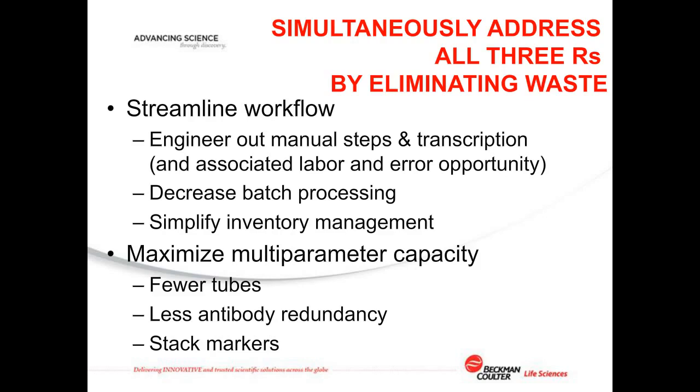In the setting of flow cytometry in particular, there is something you can do, which is to maximize your multi-parameter capacity. If you can do fewer tubes, you decrease your labor. At the same time, although I wasn't emphasizing decreasing your consumables cost, by having fewer tubes, you require less antibody redundancy, and overall will use less reagent. And then there's a concept of stacking markers so that you can get even more markers in a tube and thereby maximize your multi-parameter capacity.